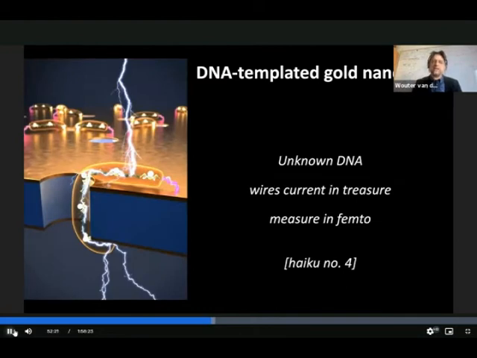Next part of my talk is about detection of DNA. And also the next haiku, haiku number 4. DNA templated gold nanowires. Unknown DNA wires current increase, measure in femto.